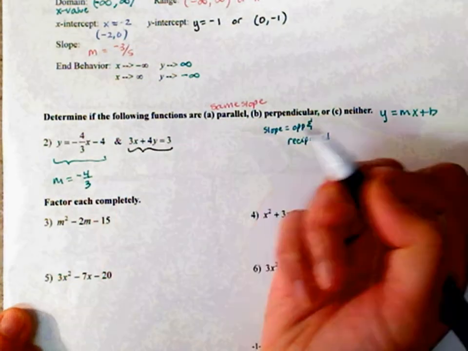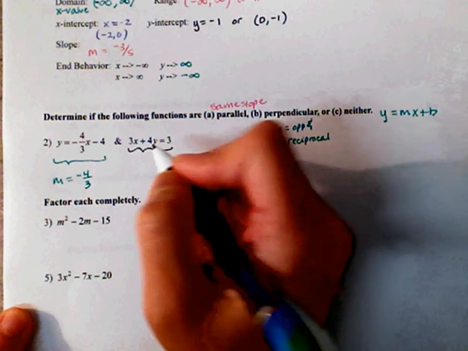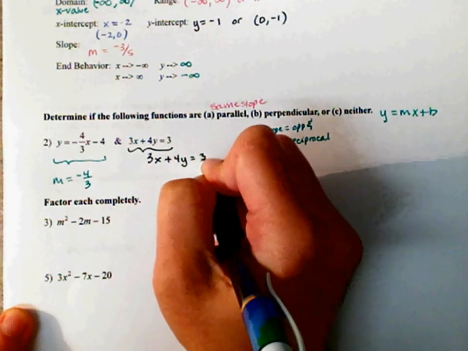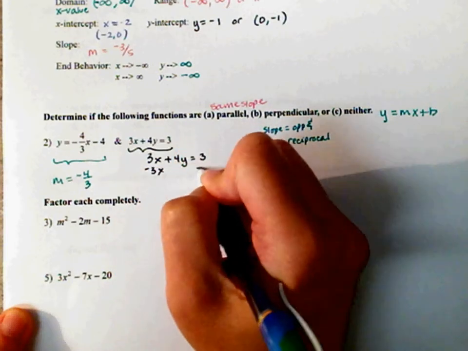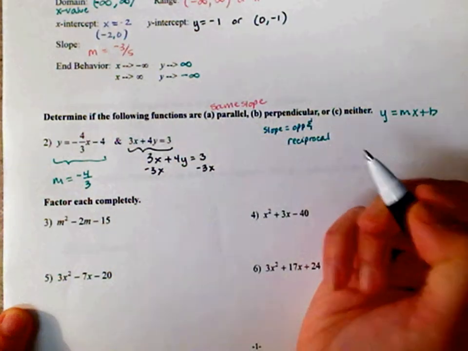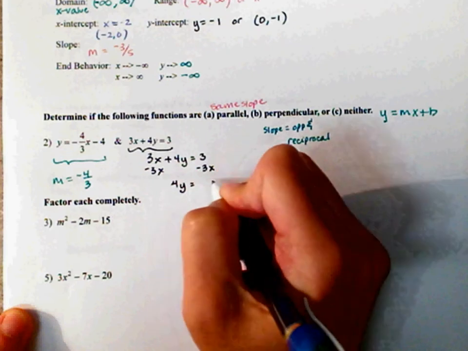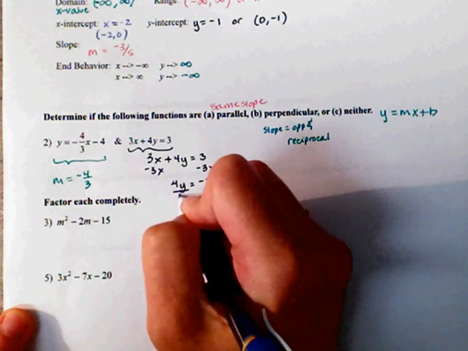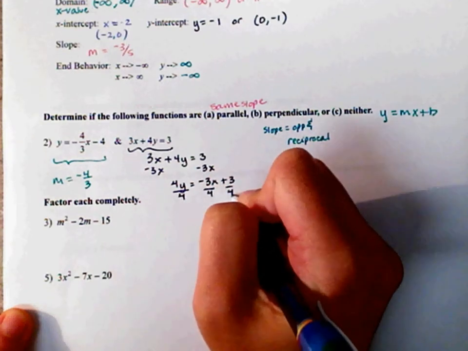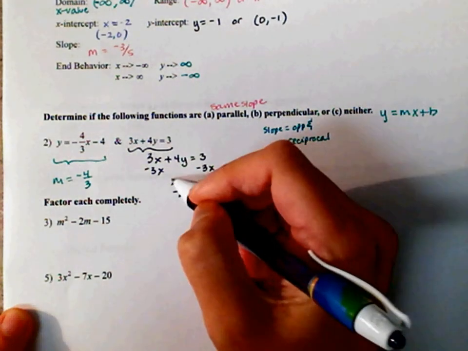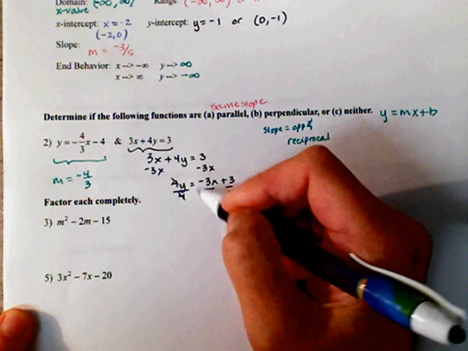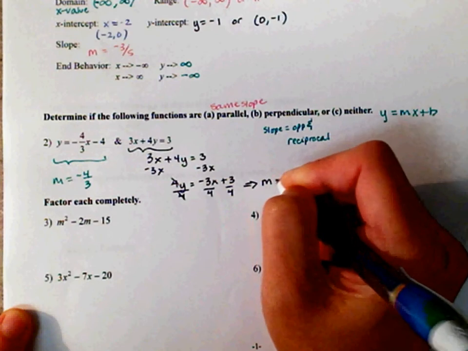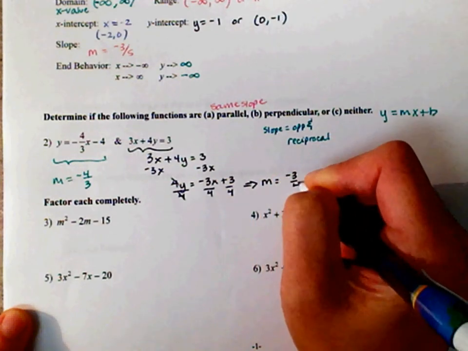This one is not in slope-intercept form, so let's rewrite it in slope-intercept form. So 3x plus 4y is equal to 3. Subtract 3x. What you do to one, you do to the other. So now you have 4y is equal to negative 3x plus 3. Divide both sides by 4. Okay? We're just going to take these and cancel, and we're just going to take a look at this one right here, your slope. What is the slope of this one? It is negative 3 over 4.